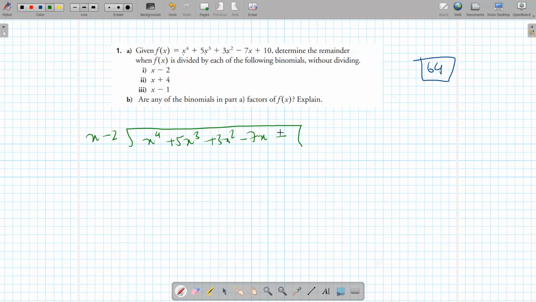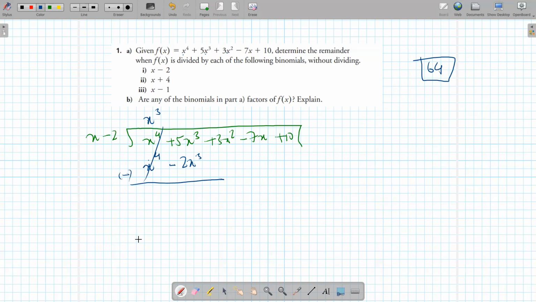Minus 7x plus 10. What do I put up here? x squared? No, not x squared. Try again. Is it x to the 4 over x? How many times does x go into x to the 4? x squared times? No, it's too small. Oh, x cubed. Yeah, x cubed. What goes here? x to the 4 minus 2x cubed. Okay, like that. Now we subtract them.